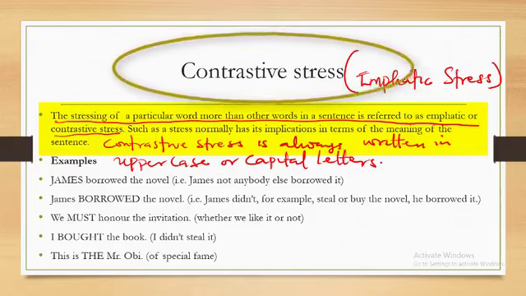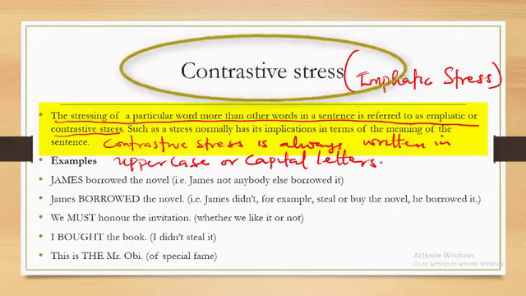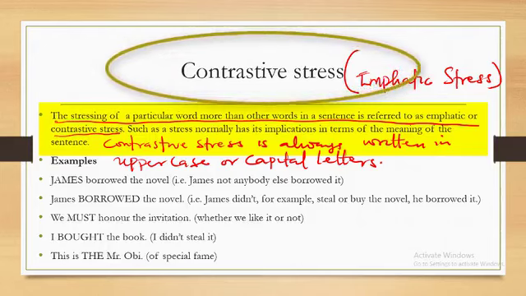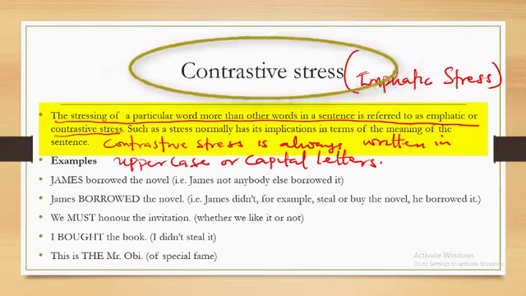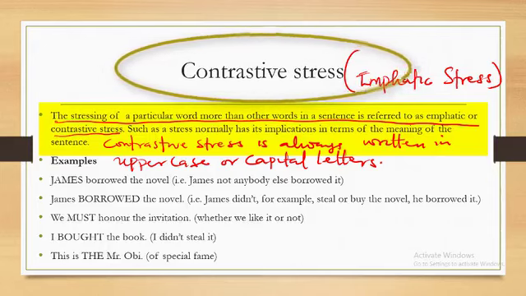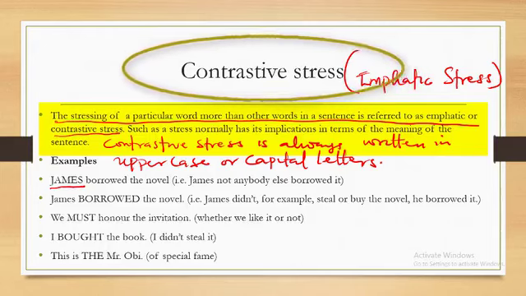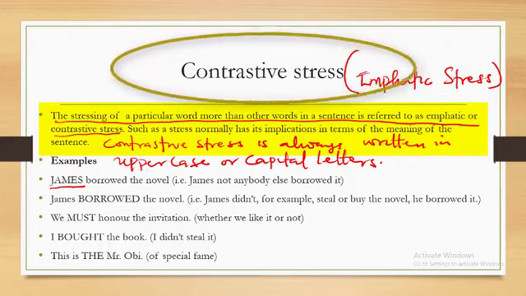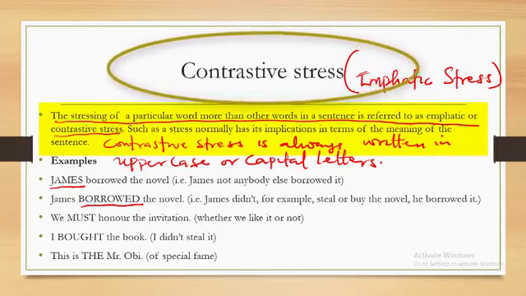So in the sentence now, James borrowed the novel. Who borrowed the novel? James. Did anybody borrow the novel? No. James borrowed the novel. So in the first sentence, the emphasis is on James. But now look at the second one. James borrowed the novel. Did James steal the novel? Did James buy the novel? No. James borrowed the novel.